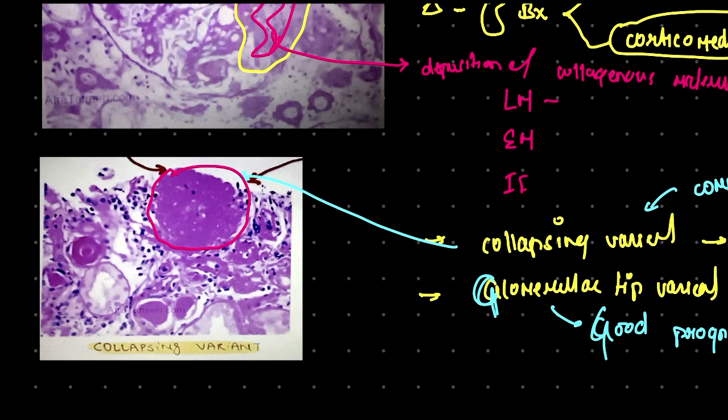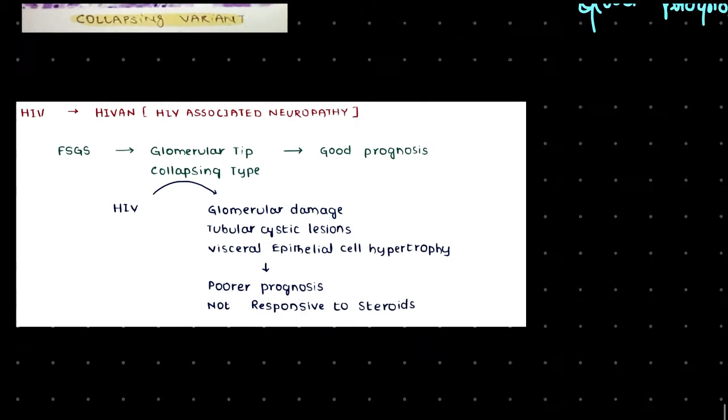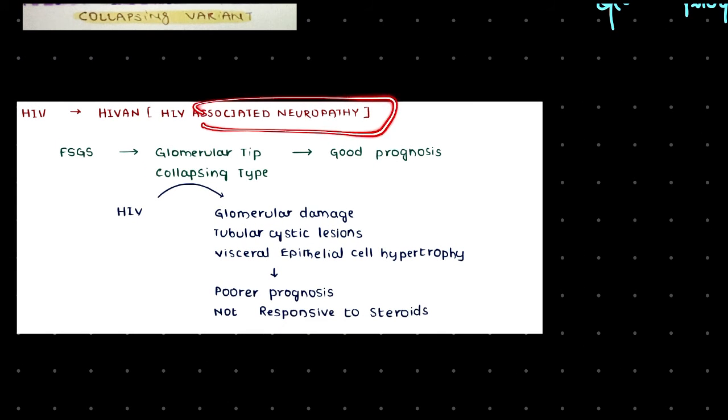What it shows is that there is complete collapse of our glomeruli, as you can see, and it has poorer prognosis, and it is found in the case of HIV infected patients, right? So similarly, the same thing is mentioned right here: HIV associated nephropathy. What will happen? FSGS, focal segmental glomerulosclerosis.